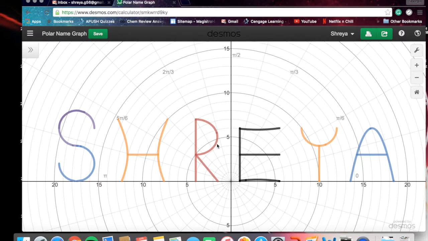Finally, I used a horizontally orientated ellipse in my R as the top curve. The r cosine theta is restricted at -4, so it ends at the line r equals -4 secant theta.